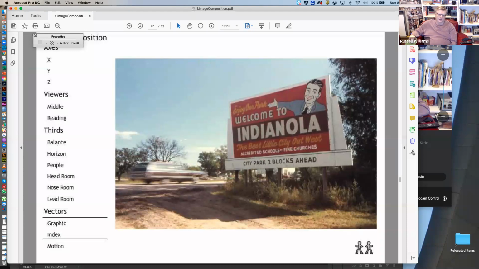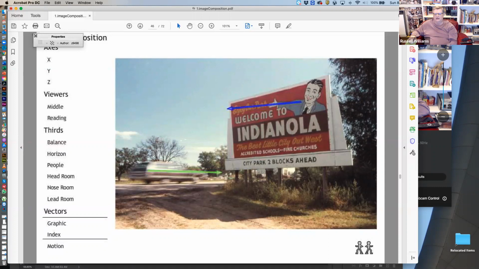He's pointing this way, but then the car with a motion vector is driving this way and brings us back. So we kind of move back and forth on the image. In blue, I have an index vector that's pointing us here. We look for something. There's the car. It draws us back. We're back into the sign. And also, the key is this is on the right-hand third, and draws us there.